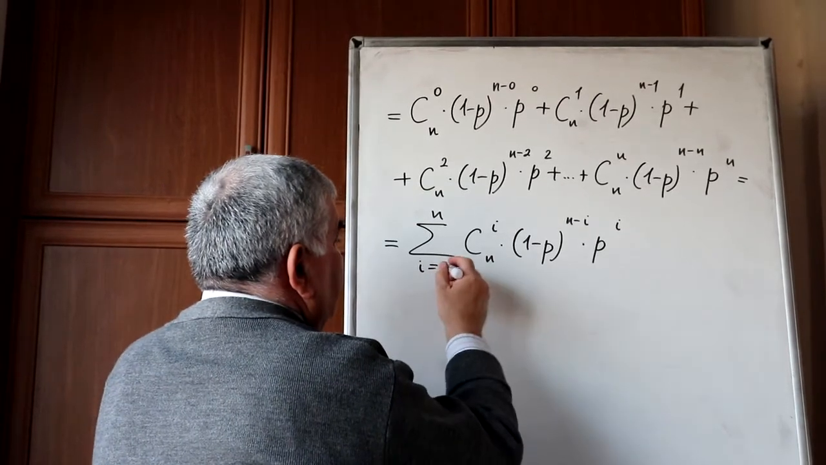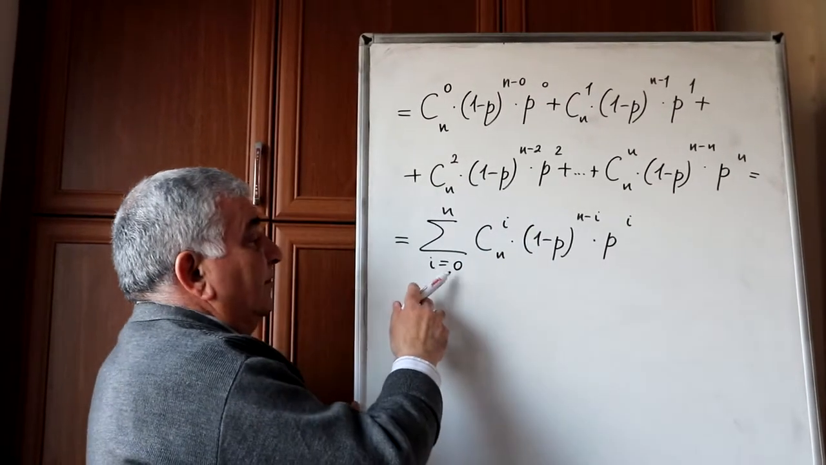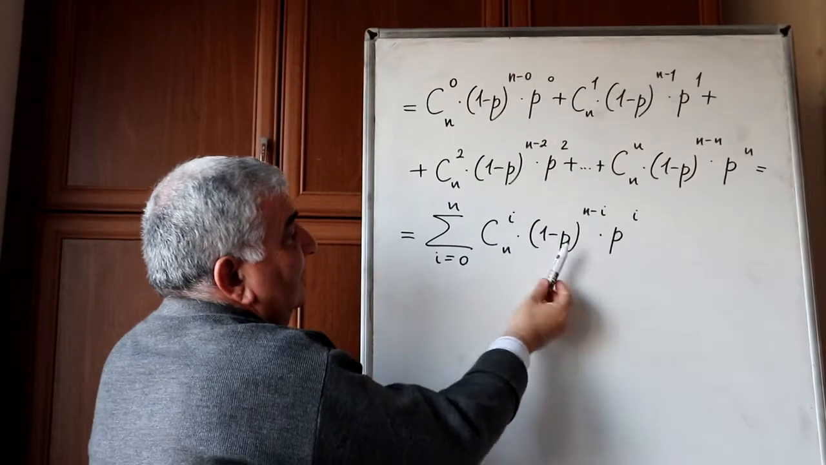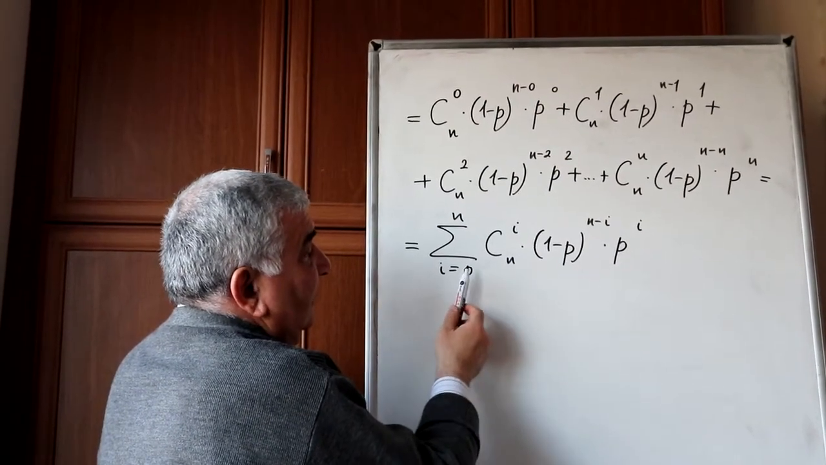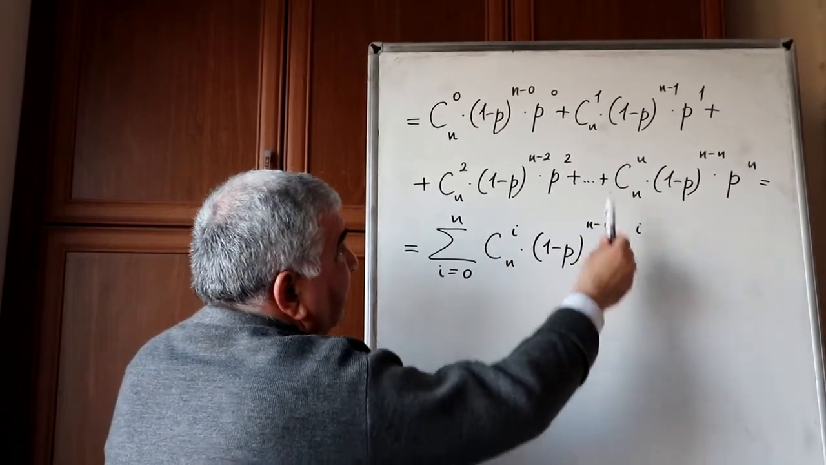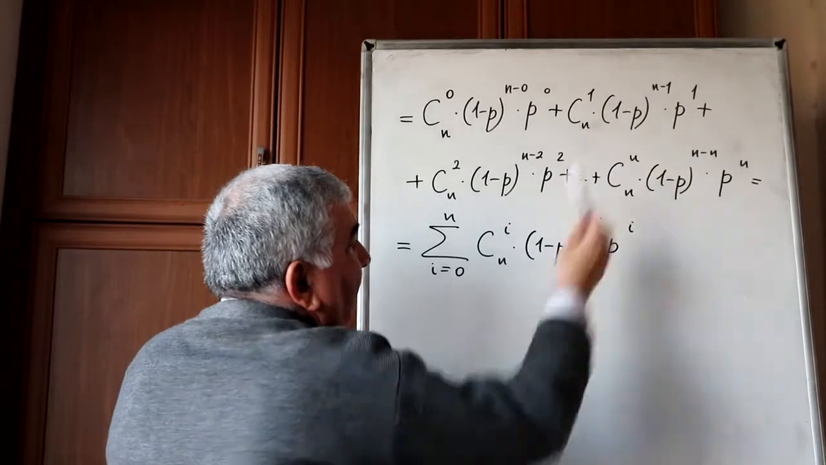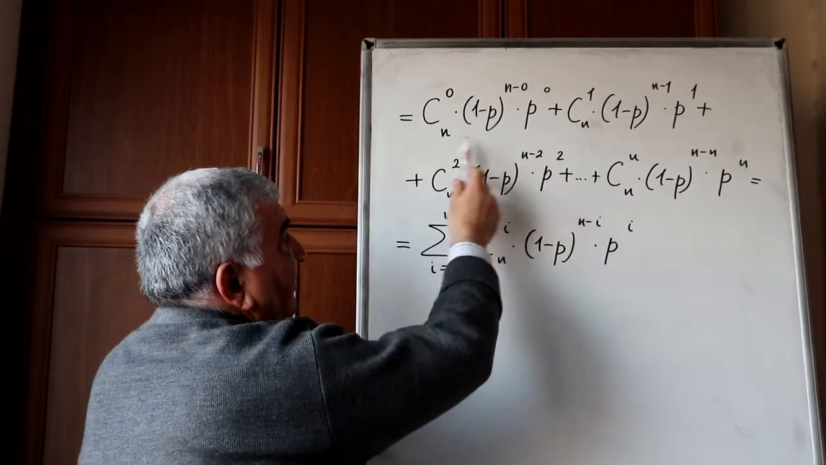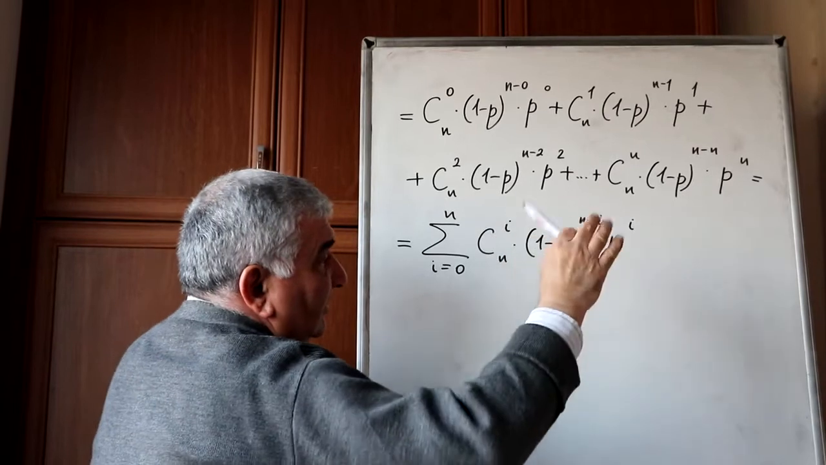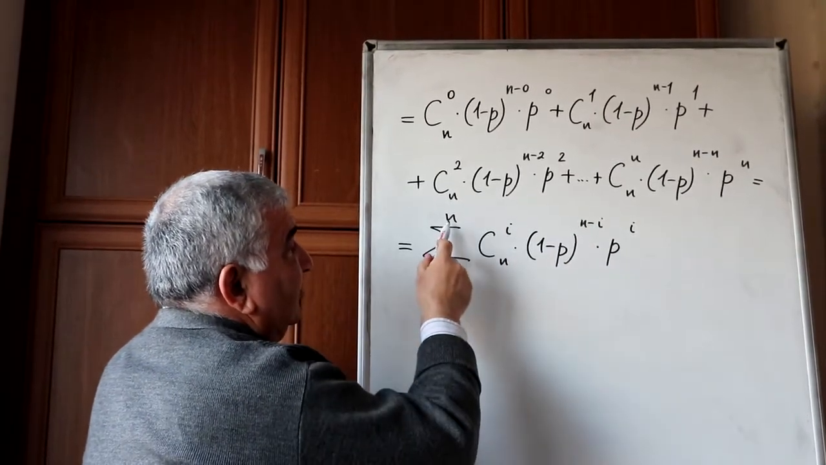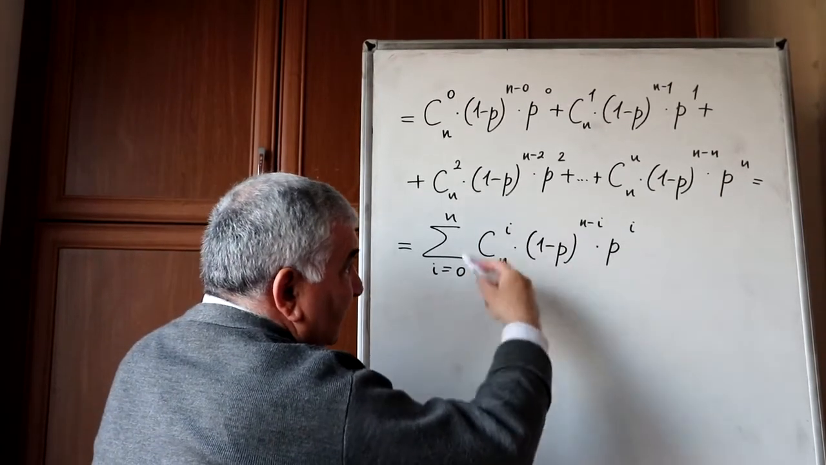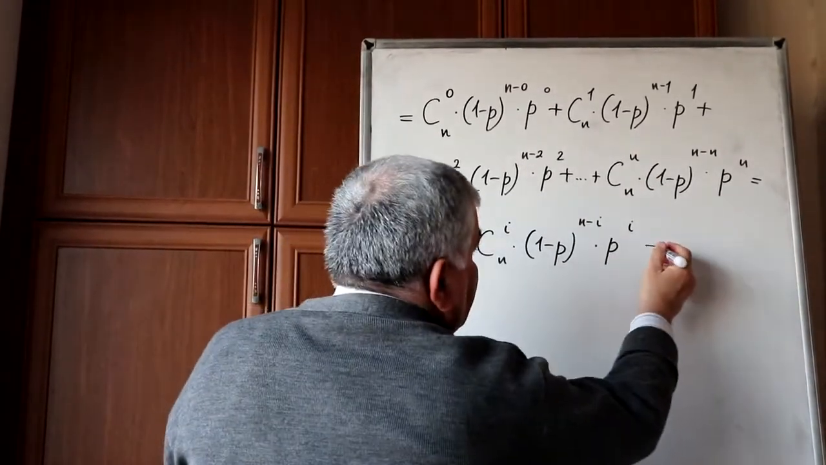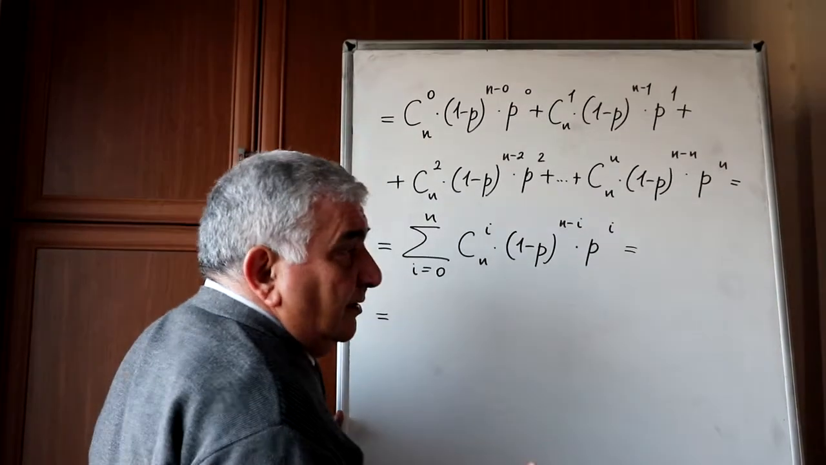I'm sorry, from 0. If at first we substitute 0 instead of i, then we will obtain the first term. Then if we substitute 1 instead of i in this expression, then we will obtain the second term. Then if we substitute 2 instead of i, then we will obtain this expression, etc. And finally, if we substitute n instead of i in this expression, then we will obtain the last term. And then remember the Newton binomial.